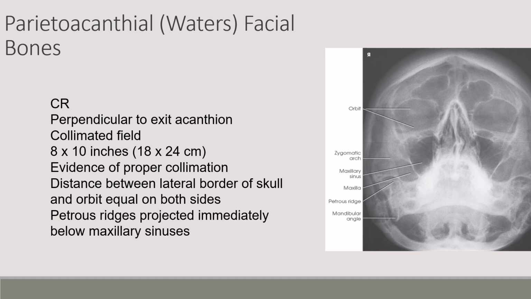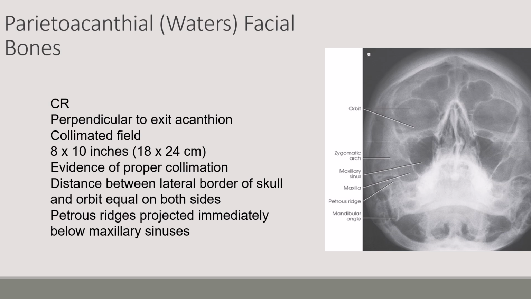Collimated border: if you're doing sinuses, open to the edge of the sinuses so you can collimate a little bit closer to the center of the face. But if you're doing facial bones, you need to open to the lateral borders of the skull. And the orbits need to be symmetric relative to the lateral borders of the skull.